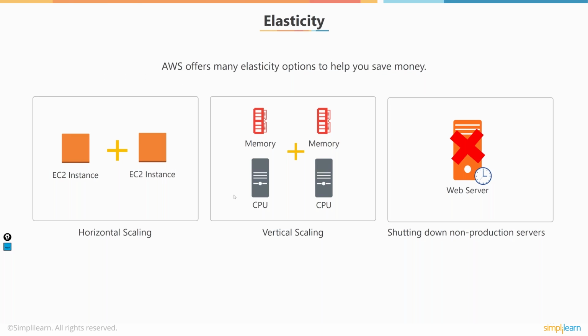Now, elasticity. It's a very, very good subject. AWS offers many elasticity options to help you save money. So, I have a question here. On which database do we shuffle shard typically, or do we do this on S3?